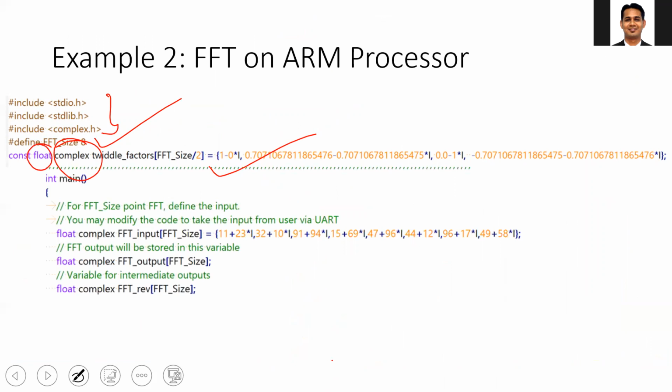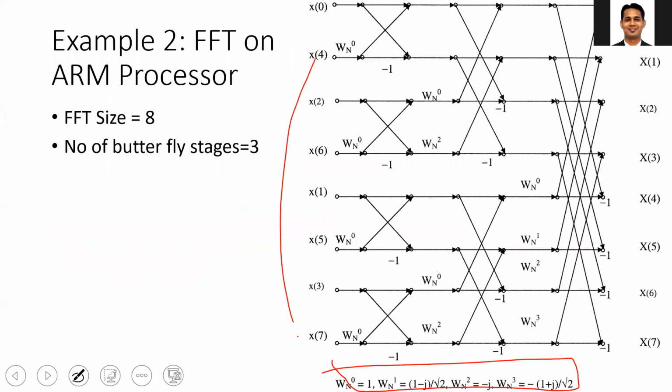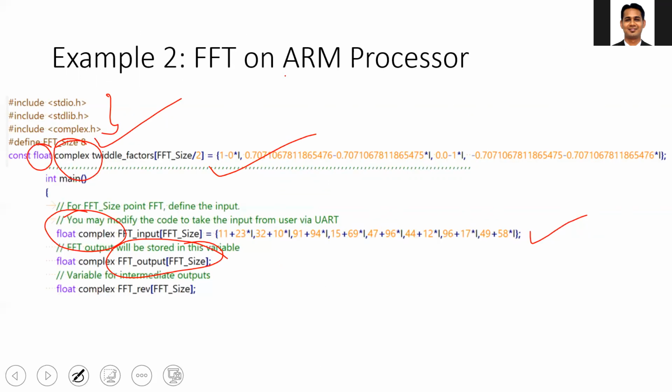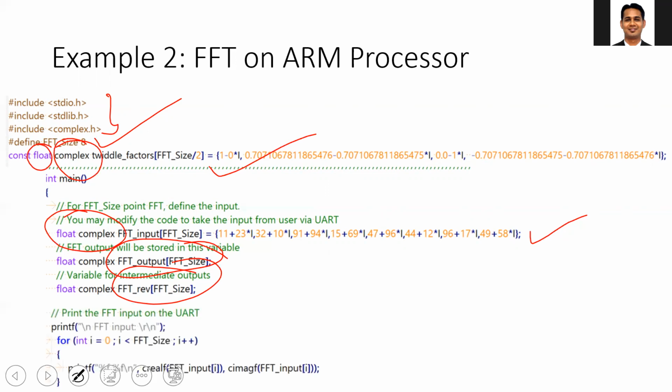Inside the main function, in this case, I have defined the input as a fixed one, but you can take the input from the UART also, from the user. That is also fine. You can do both ways. But here I have defined the input as a float complex, and my output of the FFT will be stored in this variable. And as I told you, before I do the FFT operation, there is a reordering of the input. So I have defined another variable which stores the reordered data. Then I have printed the FFT inputs so that I'll know what inputs I have passed. So again, I have put them on the UART terminal.